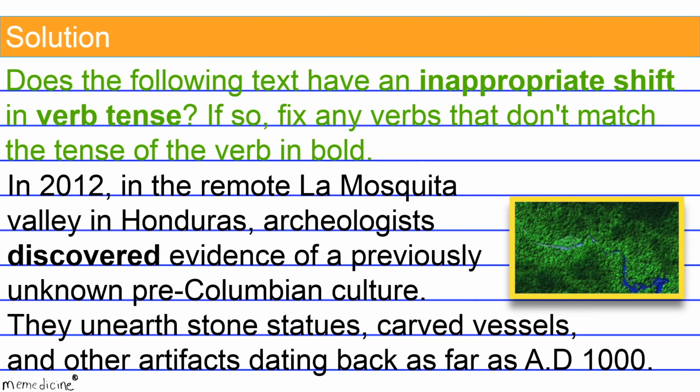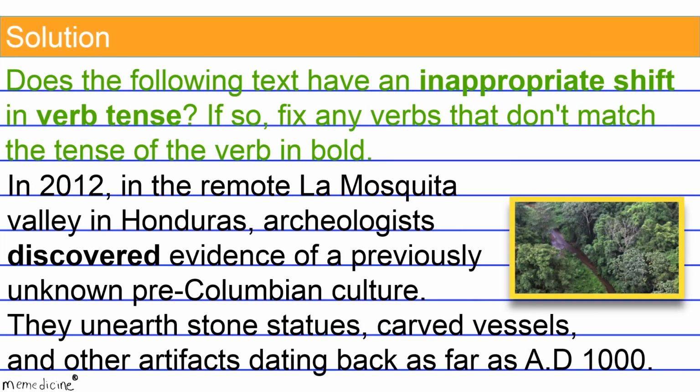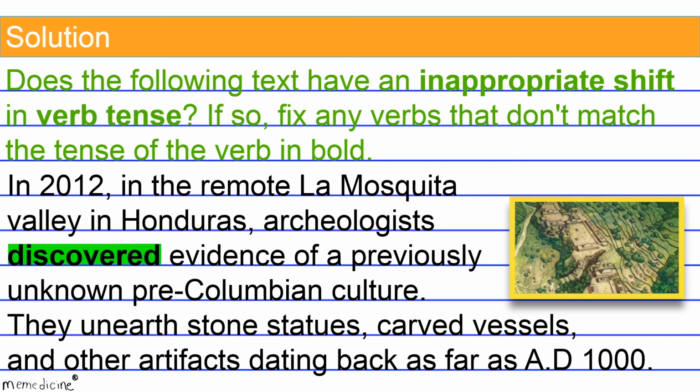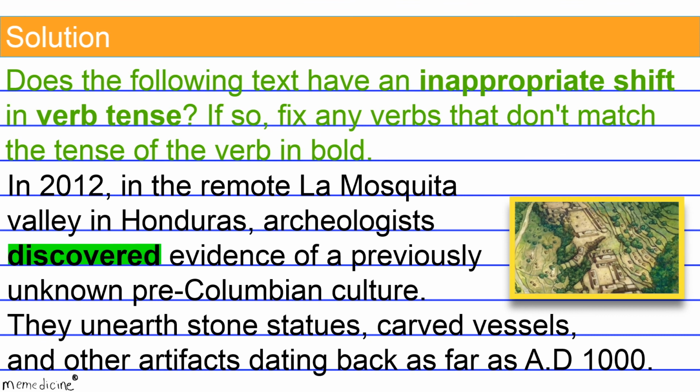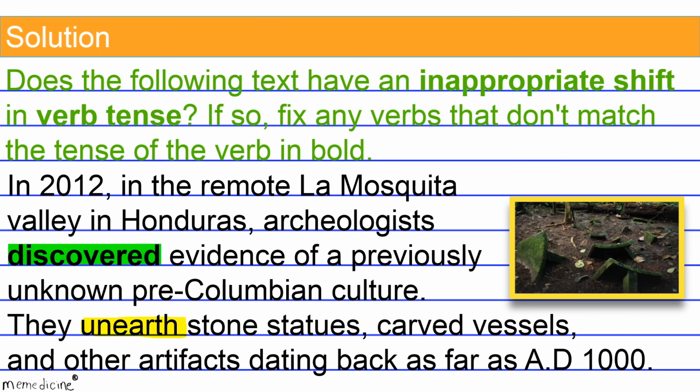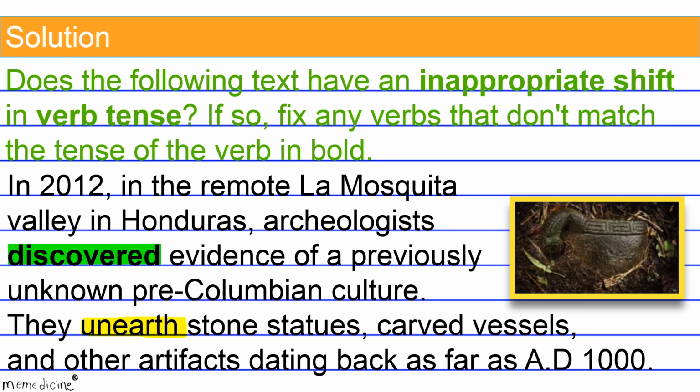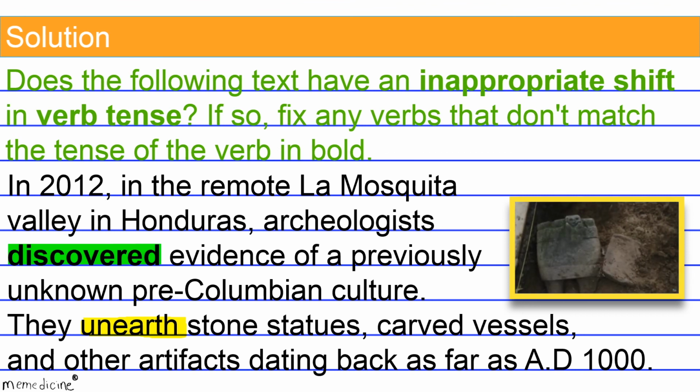All right, back to the original question, now for the solution. Look at the verb in bold, discovered. It is in the past tense. However, notice that the verb unearth is written as a simple, plural, third person, present tense verb form. There is no need to reflect the time change, so this is an inappropriate shift in verb tense.